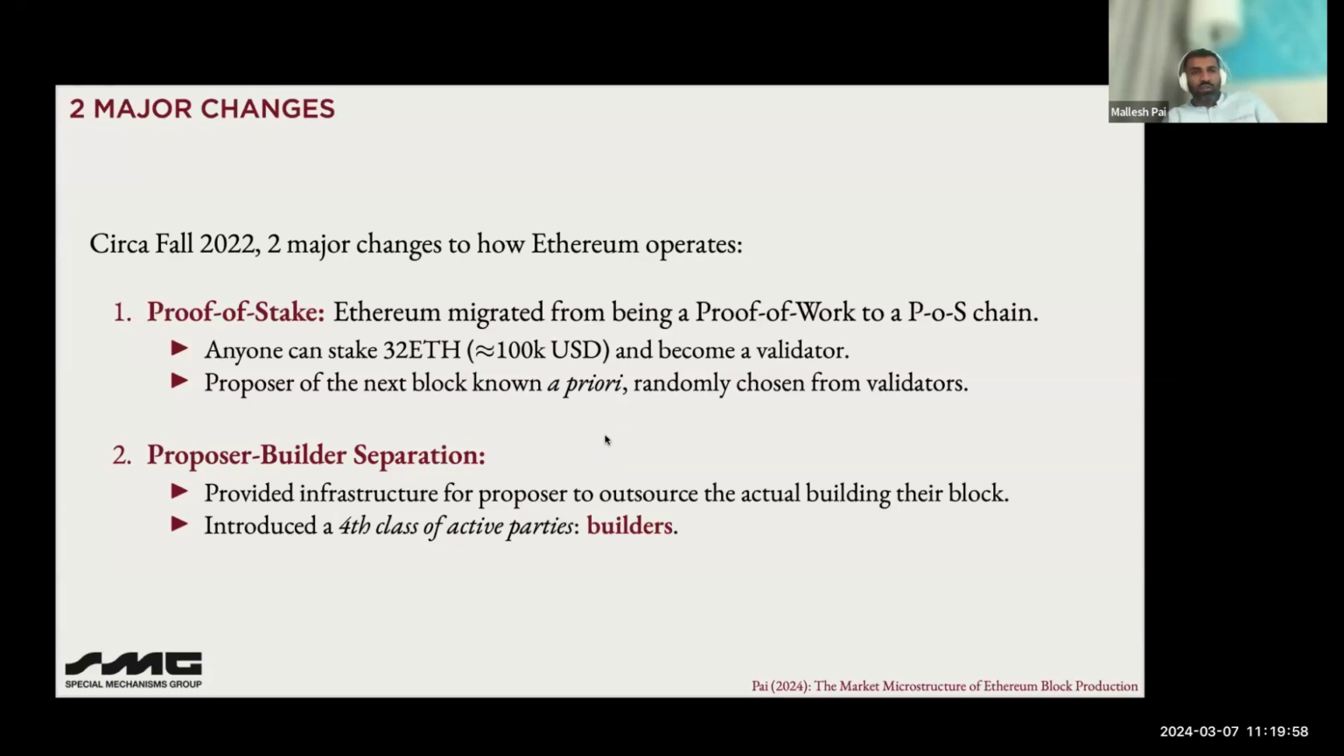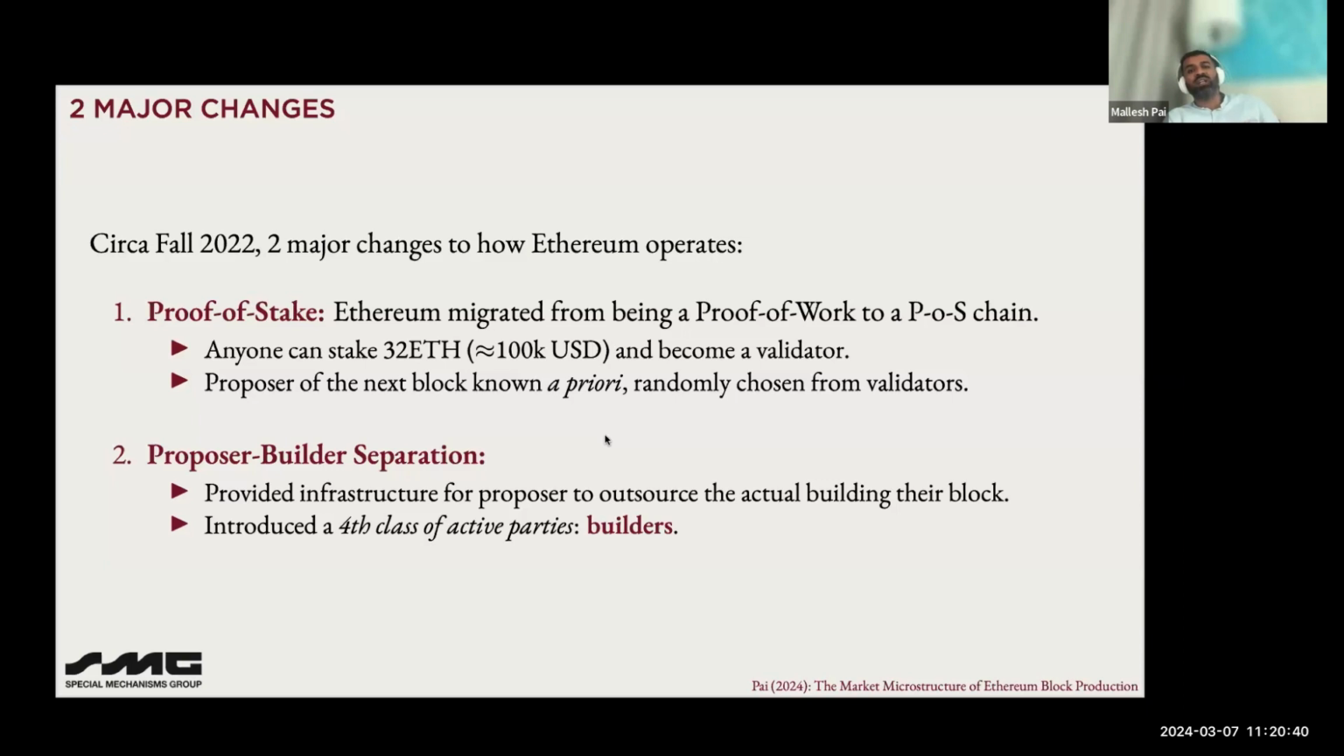The point of departure of this talk is that circa fall 2022, in particular in September 2022, there were two major changes to how Ethereum operates. The first was that they moved away from being a proof of work chain. Bitcoin, for example, is still a proof of work chain, where miners construct a block and then solve a tricky cryptographic puzzle in order to complete the block. Because it's proof of work, you don't know a priori who is going to announce the next block. It's just the first person to complete a block with a valid solution to that cryptographic puzzle.